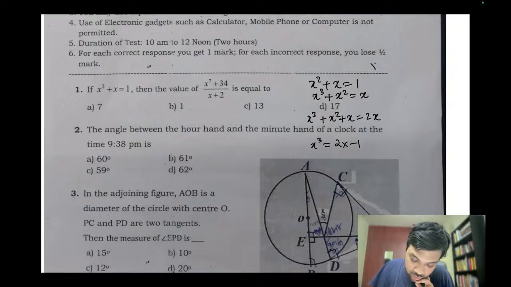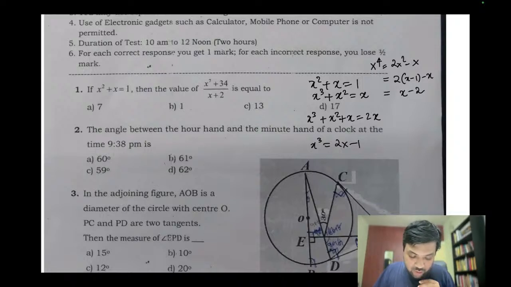So for example, what happens if you do x power 4? You get 2x square minus x. Again, you can replace x square as 2x minus 1, minus x. So you'll get, sorry, not 3x, you'll get 2x minus x minus 2. Okay, so x power 4 is x minus 2. One thing you can do at this point is multiply x power 4 and x cube, and you'll get x power 7. So x power 4 is x minus 2, x cube is 2x minus 1, so x power 7 is 2x minus 1 into x minus 2.